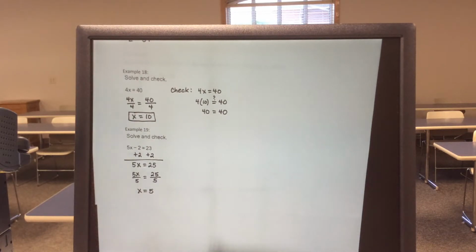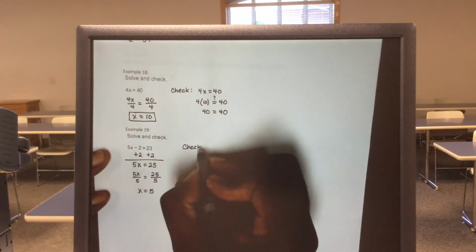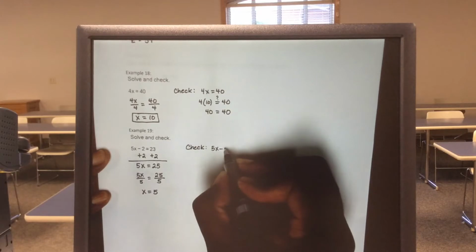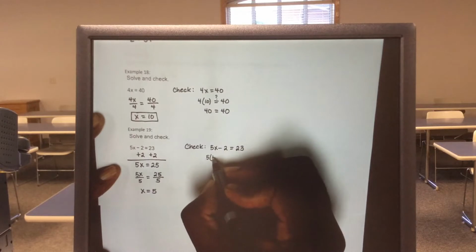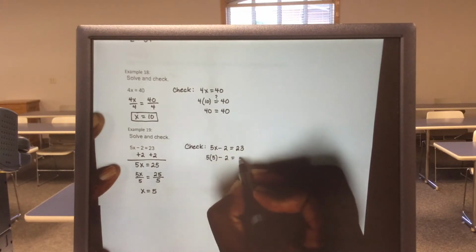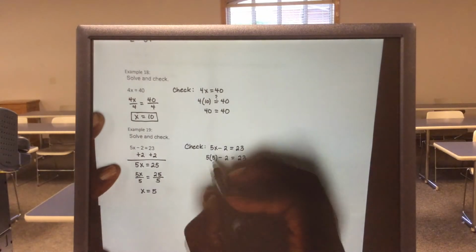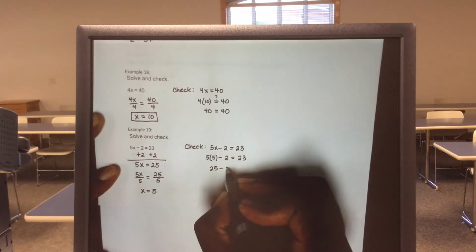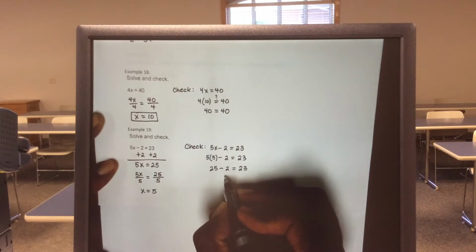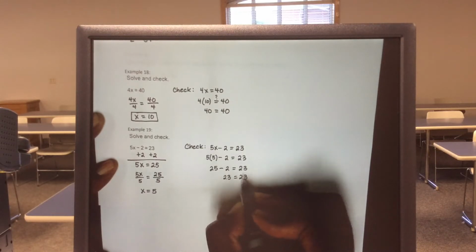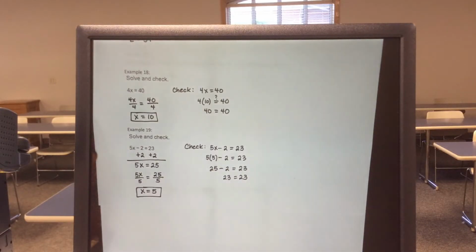That's my proposed solution. However, they did say do the check. So I'll take the original equation and replace the x with that 5. So it'll be 5 times 5 minus 2. That should equal 23. And if I multiply 5 times 5, that would be 25. Minus 2 equal to 23. 25 minus 2 would be 23. So that checks. So x equals 5 is the solution to that linear equation.